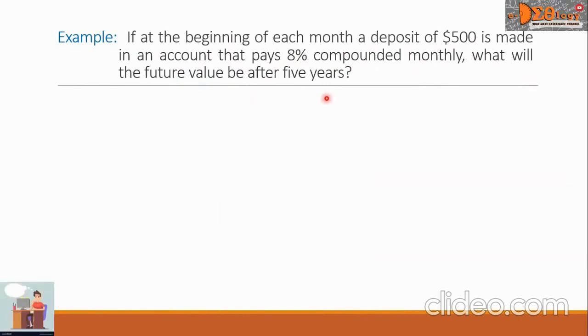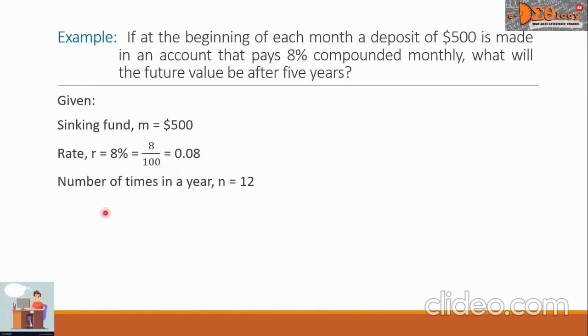Let us write the given of the problem, starting with the sinking fund or the monthly deposit, and that is the $500. Next is the rate denoted by R, that is the 8%. Let us convert this 8% into decimal. First, let us drop the percent sign and divide this 8 by 100. And then the quotient will give us 0.08.